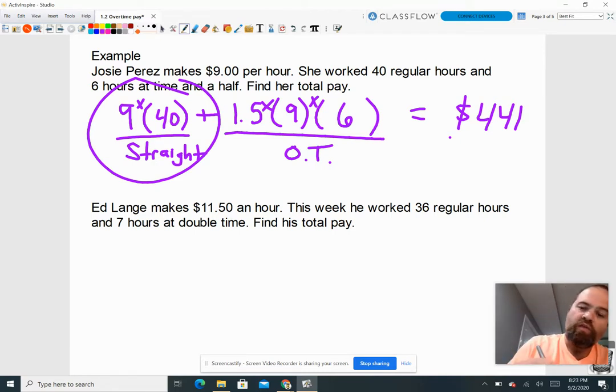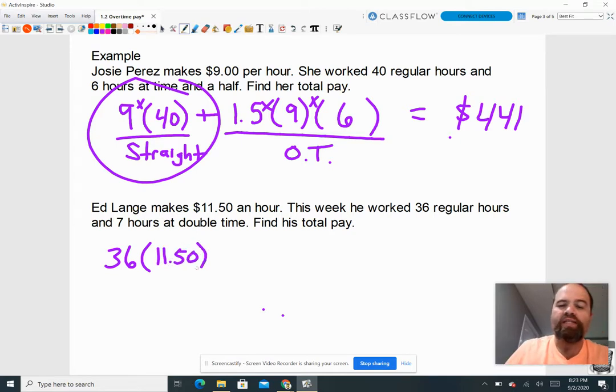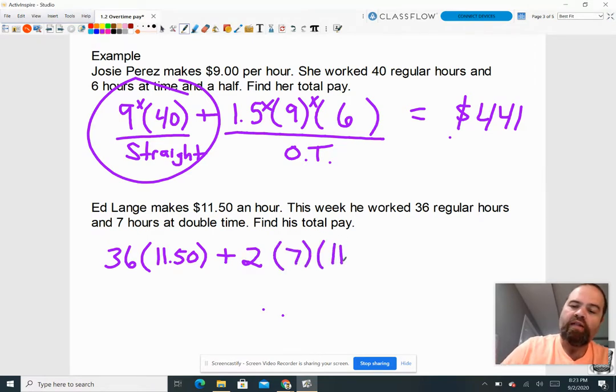So he worked 36 hours at $11.50. And I just realized I reversed the order on those than I did on the first one, but it shouldn't matter since we're multiplying. 36 hours at $11.50, and then the multiplier, double time, 7 hours at $11.50.